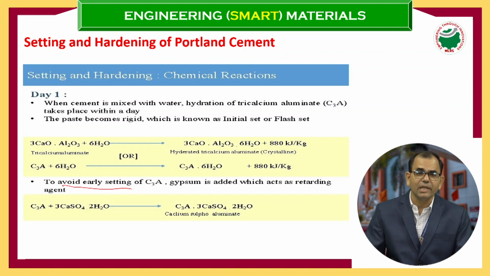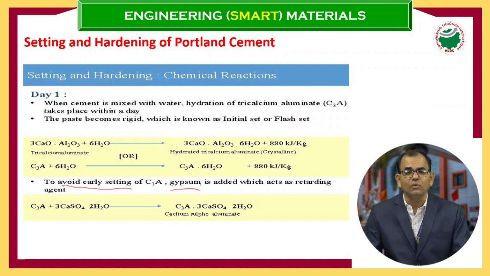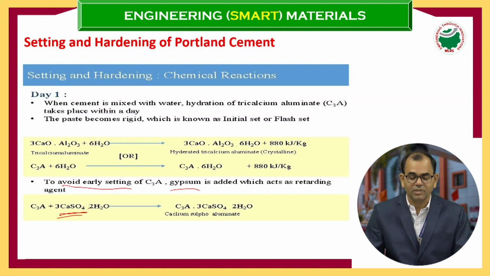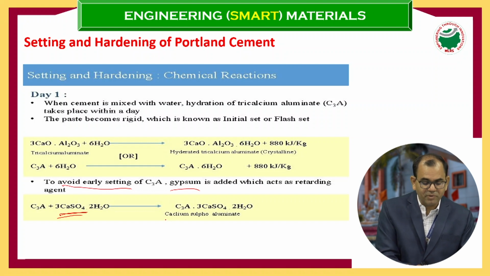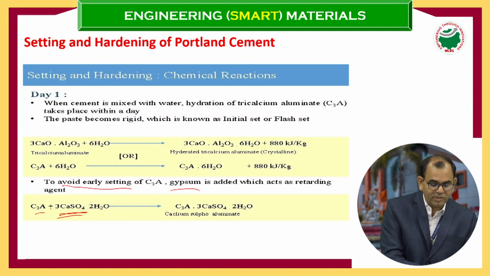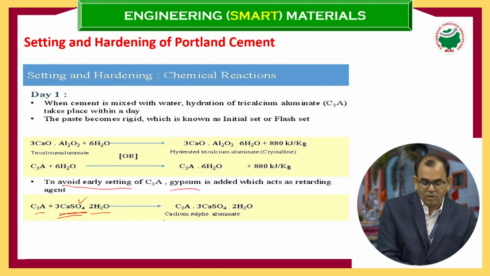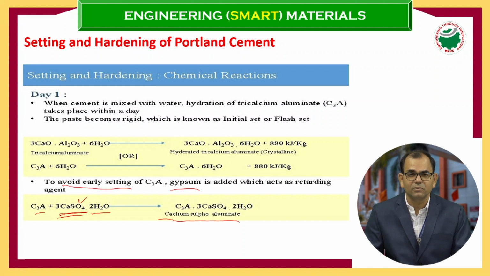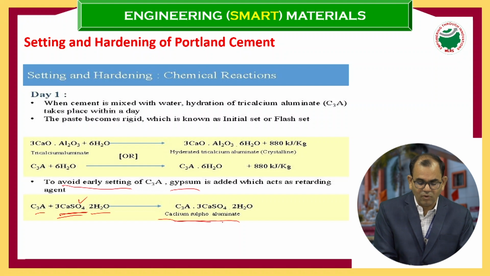So now calcium sulfate, gypsum, we are adding to avoid the initial setting. Initial setting is nothing but how fast it is becoming hard. So we are controlling the hardness of cement by addition of gypsum. Gypsum is nothing but calcium sulfate. Now what is formed? Tricalcium aluminate added with gypsum and water molecules forms calcium sulfoaluminate, C3A, 3CaSO4 and 2 aqua molecules. So that is nothing but calcium sulfoaluminate.